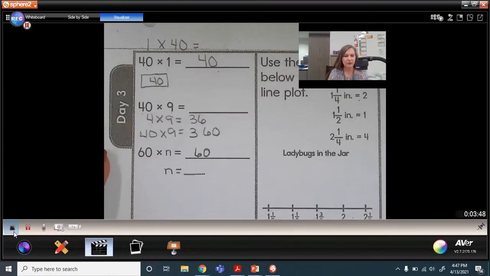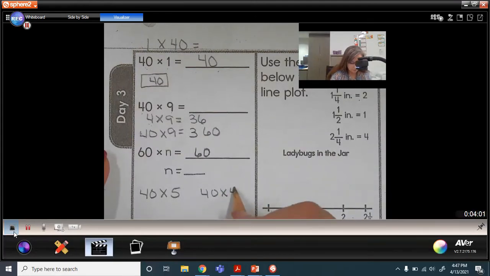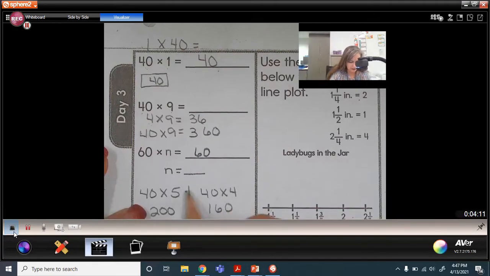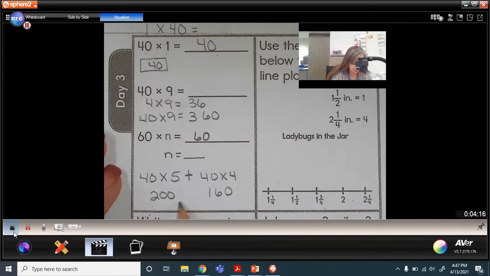Now, another way to look at this is you could take this 9 and break it up as 40 times 5, because Miss Hanamiel loves 5, right? And 40 times 4. So 40 times 5 is 200, and 40 times 4 is 160. Now you add those together, and you're going to come up with 360, because 200 and 100 is 300, and you don't have any 1s or 10s here, so that's 60, okay?